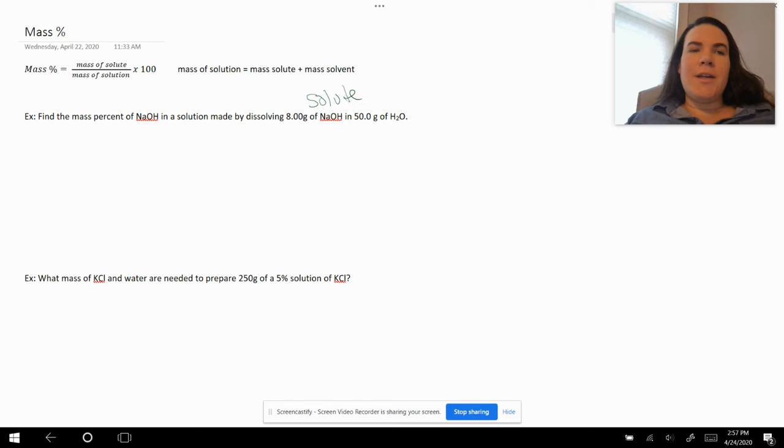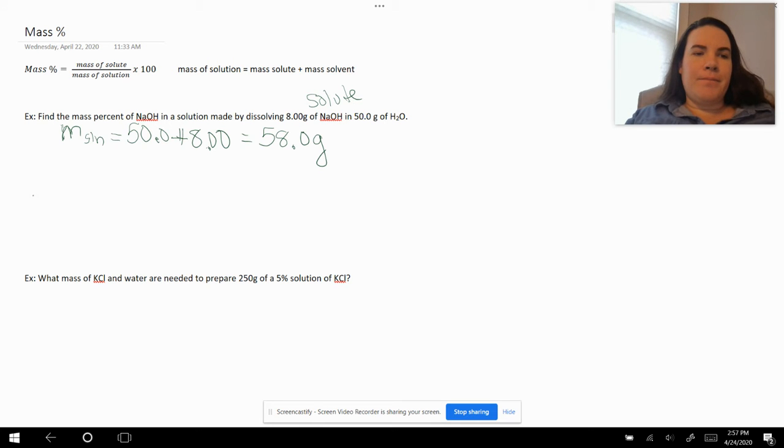So first thing we need to do is add up the mass of the solution. So I'm going to do M, SLN for solution. And that's going to be 50.0 plus 8.00. Keep those zeros, those are sig figs. Our addition rule says we go to the least known place value, which would be the tenths. So that's 58.0. All right, so that's the mass of our solution.